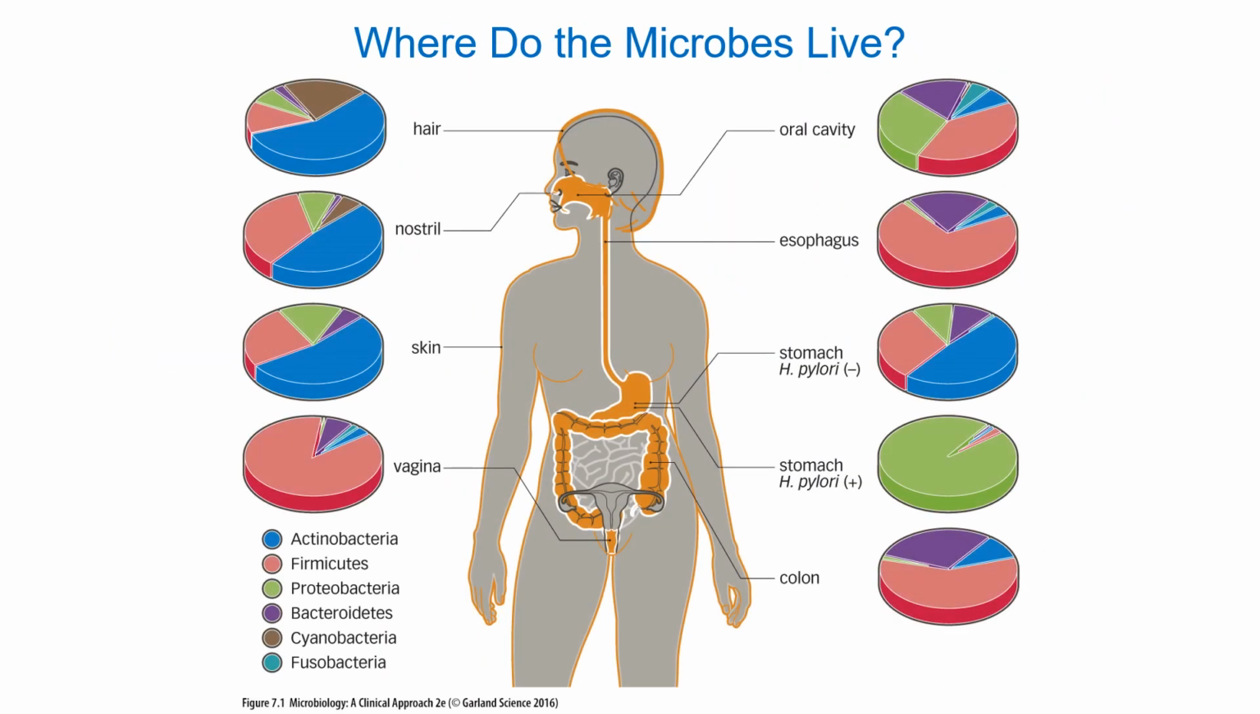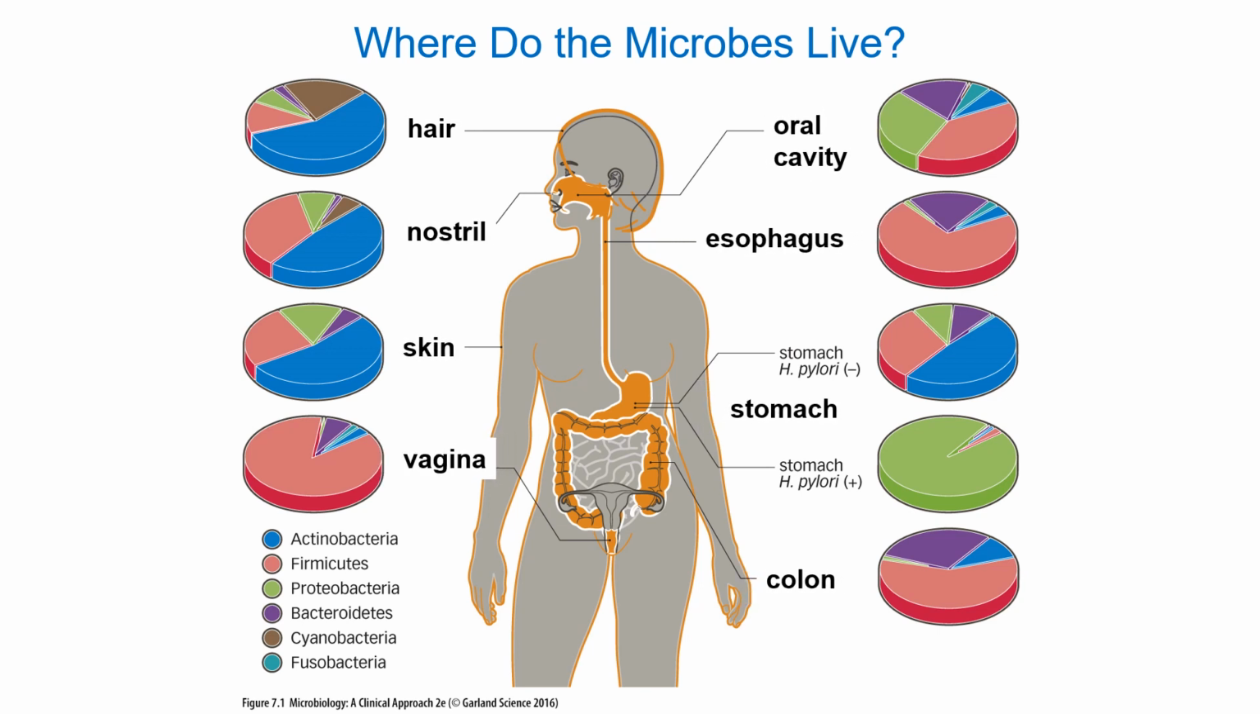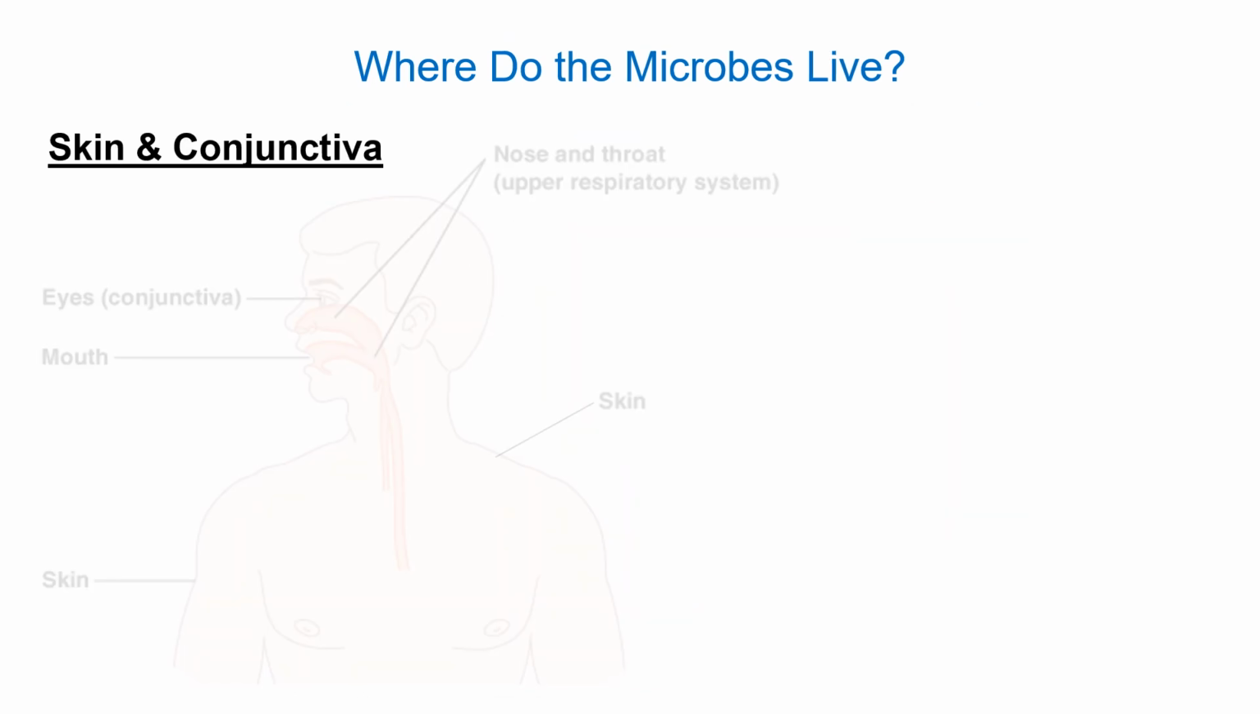So where do these organisms live? Just about everywhere. Hair, nostrils, skin, vagina, oral cavity, esophagus, stomach, and colon. Not usually in the blood, not usually in the lower respiratory tract, but all over the body. And we're going to talk about most of these places.